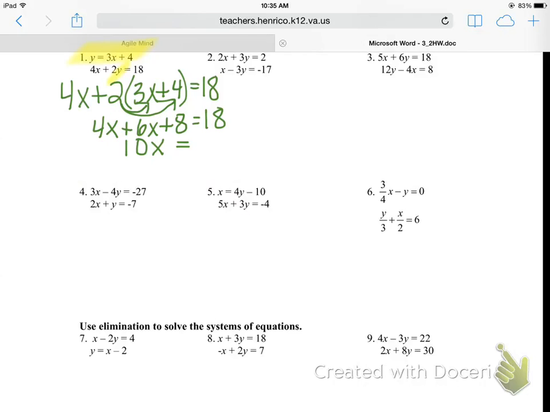10x plus 8 equals. I have the 10x plus 8, so I move the 8, right? Yeah, you get 2 minus 10x equals 10. So 10x is 10, so what's x? Divide by 10, x equals 1. Good. So x is 1.